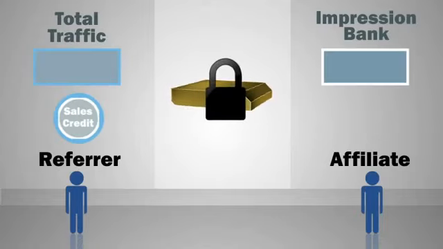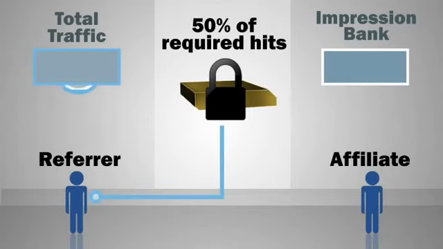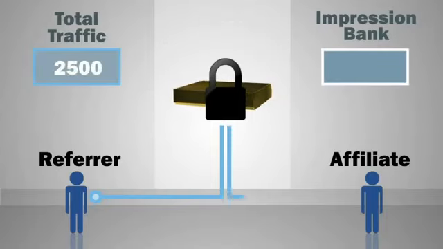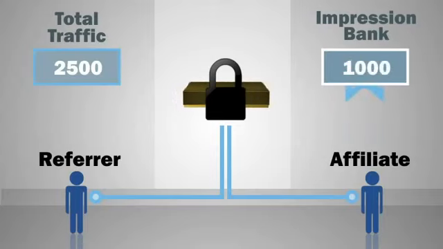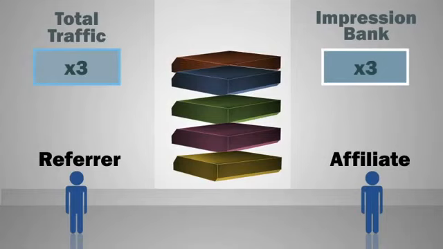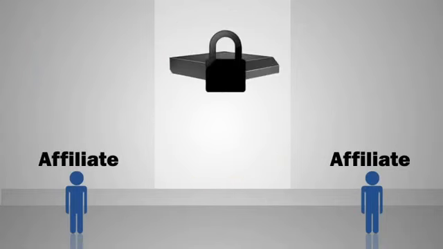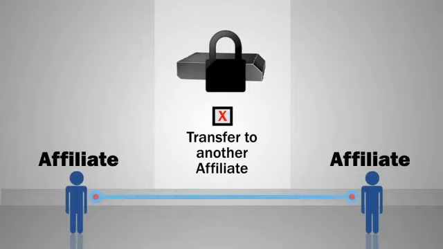Let's say you lock a yellow panel. 50% of the required hits to qualify that panel are then placed in your referrer's color bank, which in the case of yellow would be 2,500 hits. As well, you will also receive 1,000 impressions deposited in your impressions bank. That number triples with every panel color group above yellow. Locking a panel also means that you cannot transfer it to another affiliate. Transfers must be done before it's in queue for qualification.